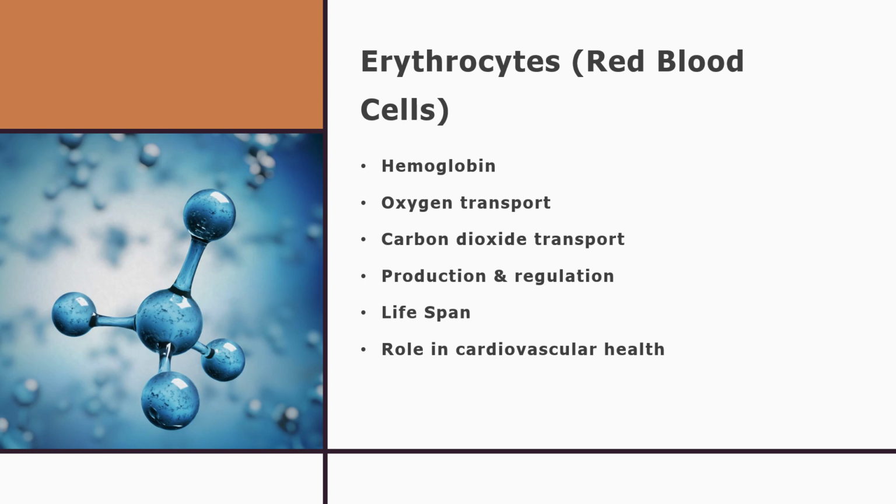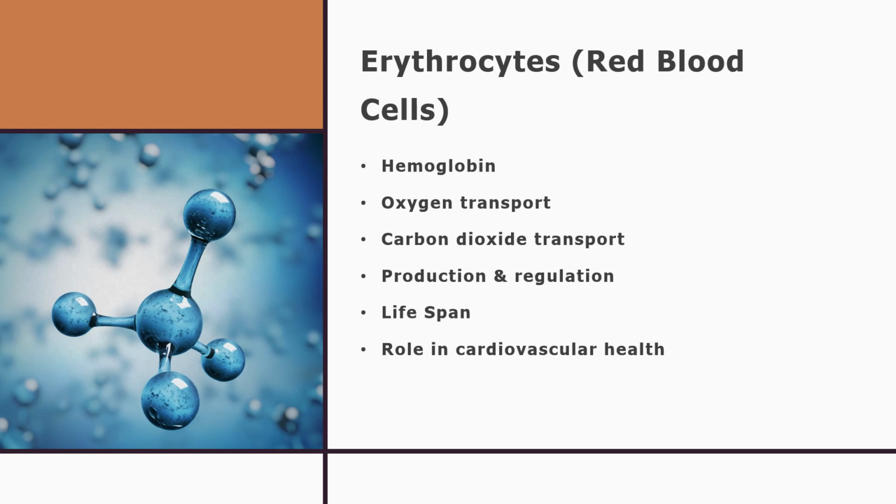Oxygen transport. Erythrocytes pick up oxygen from the alveoli in the lungs, where oxygen concentration is high, and deliver it to tissues with lower oxygen levels, such as muscles during exercise. Carbon dioxide transport. As erythrocytes deliver oxygen to tissues, they also pick up carbon dioxide, a waste product of cellular metabolism. Carbon dioxide is transported back to the lungs, where it is exhaled.